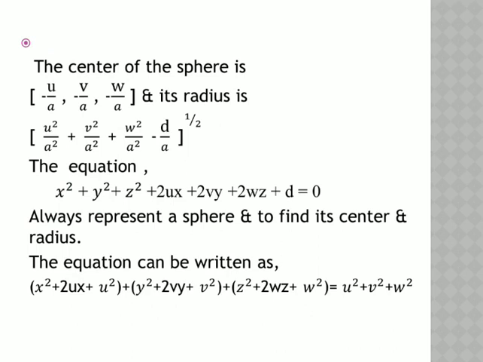The equation x² + y² + z² + 2ux + 2vy + 2wz + d = 0 always represents a sphere, and we find its center and radius. The equation can be written as (x² + 2ux + u²) + (y² + 2vy + v²) + (z² + 2wz + w²) = u² + v² + w² - d.